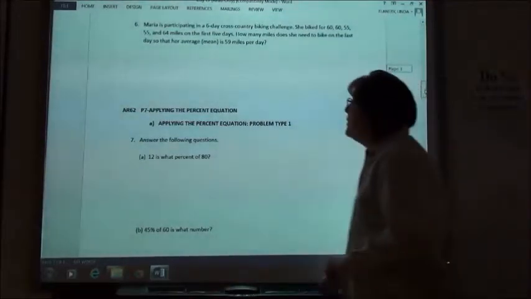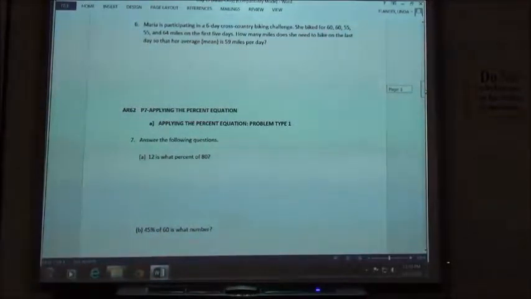So Maria is participating in a 6-day cross-country biking challenge. She biked for 60, 60, 55, 55, and 64 miles on the first 5 days. How many miles does she need to bike on the last day so that her average is 59 miles per day?